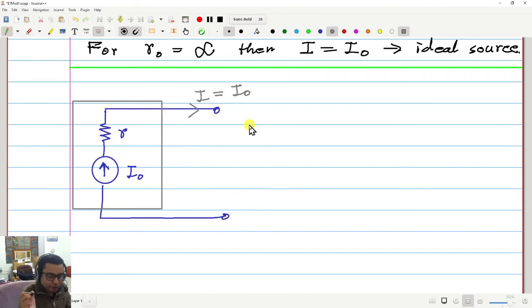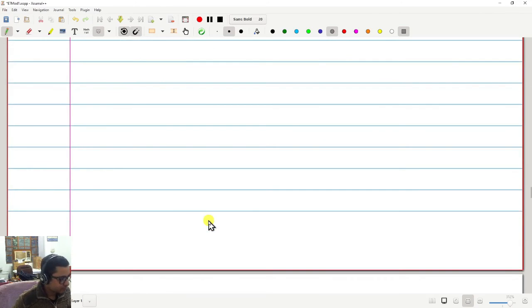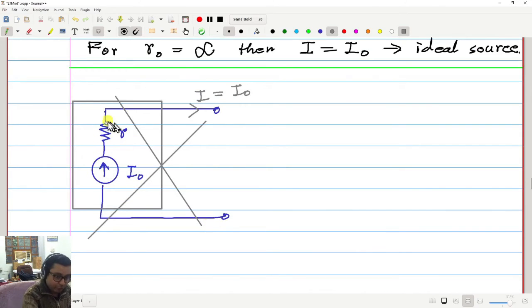Sir, but don't we want this? No. If we get this, then we will be super happy, because then we are getting an ideal, extremely good current source. But that's what we will not get generally. What we will get is a practical source for which the current will gradually decrease as you connect more and more resistance, and that cannot be modeled in this way. That is the point.